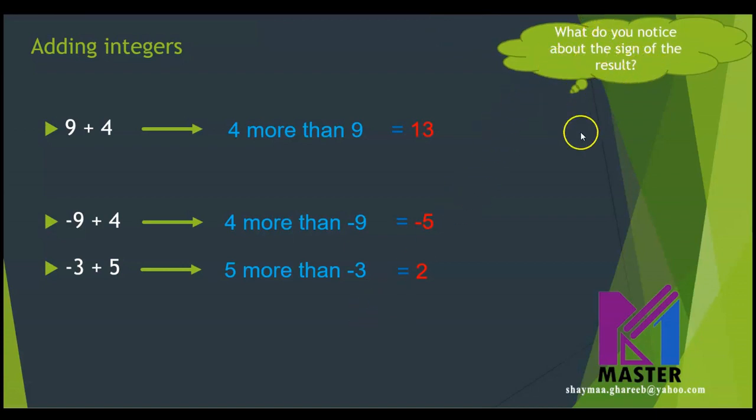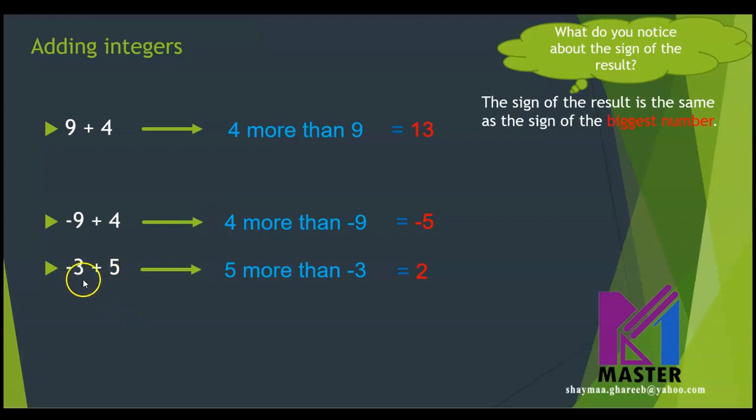What do you notice about the sign of the result? Look at the sign in each sentence here. I want you to look at the biggest digit, or the biggest number, in each sentence. The biggest number here is 9, and its sign is a positive sign. So the sign of the result is the same as the sign of the biggest number. The biggest number here is 9. We have negative 9 and 4, so the sign of the 9 here is negative, because it's a negative 9, then the answer will be a negative number.